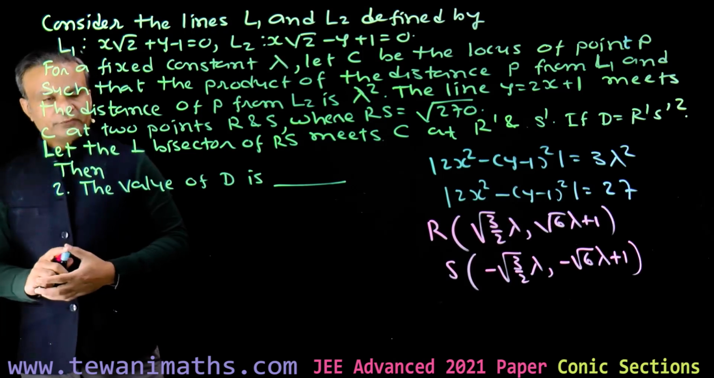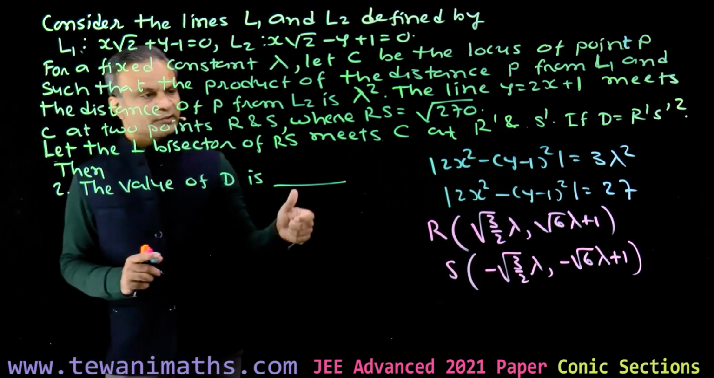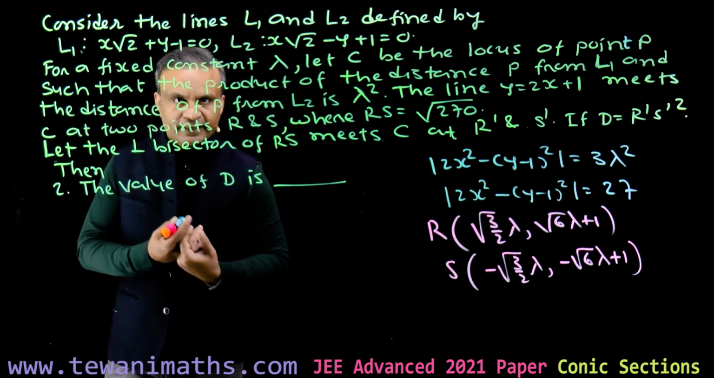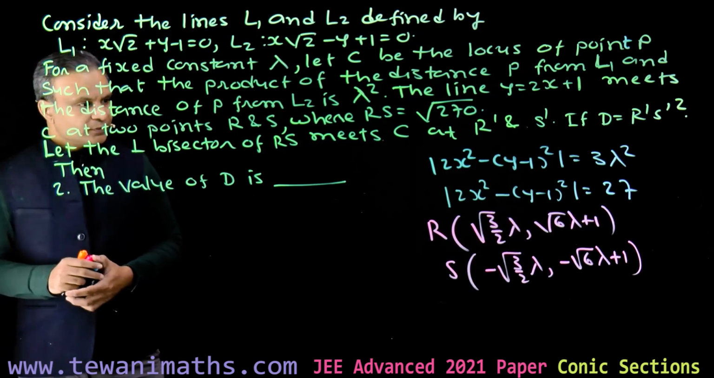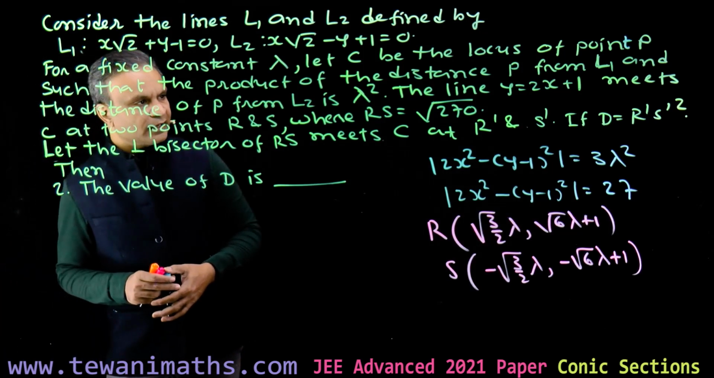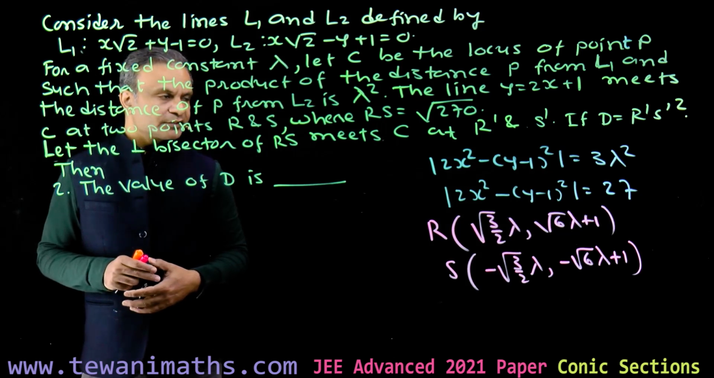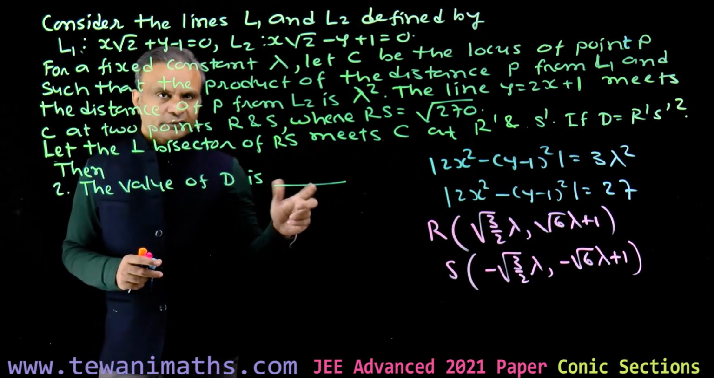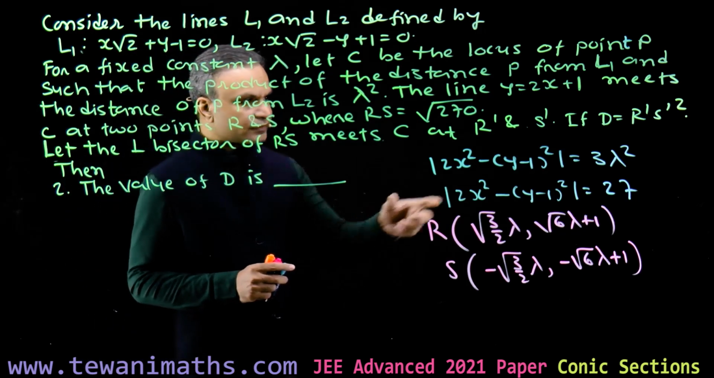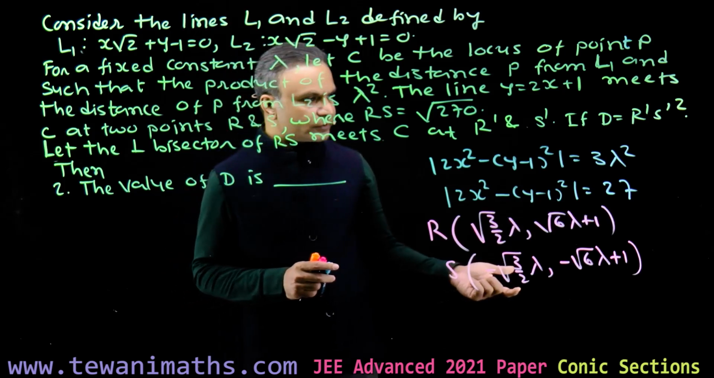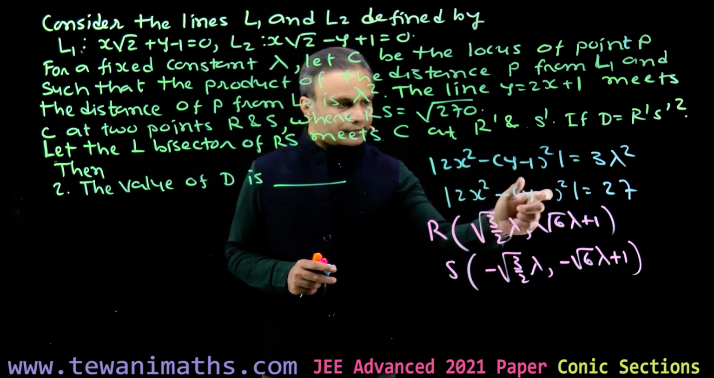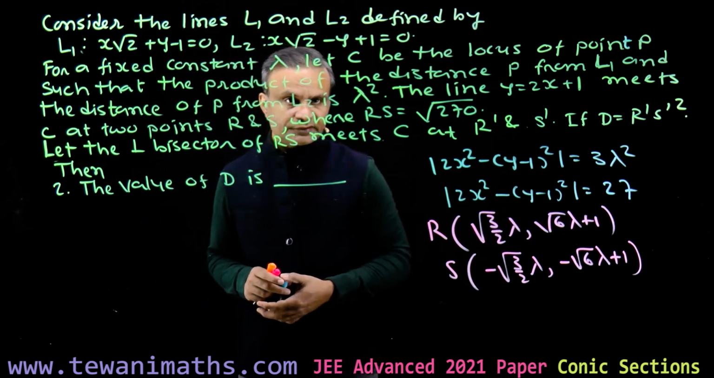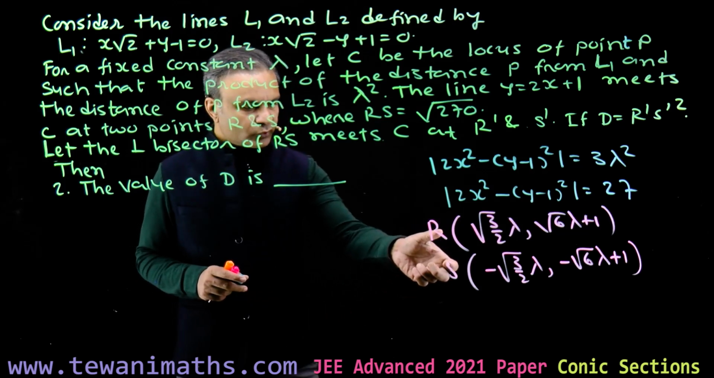For the second question, we have some more information: let the perpendicular bisector of RS meet C at R dash and S dash. If D is the square of the distance between R dash and S dash, then we have to find the value of D. It's simple. We will get the coordinates of R dash and S dash, which are points of intersection of the perpendicular bisector of RS and curve C. We already got the equation of locus C. We also got the value of lambda square, so the equation of locus is modulus of 2x square minus square of (y minus 1) equal to 27. Also we got the coordinates of points R and S.